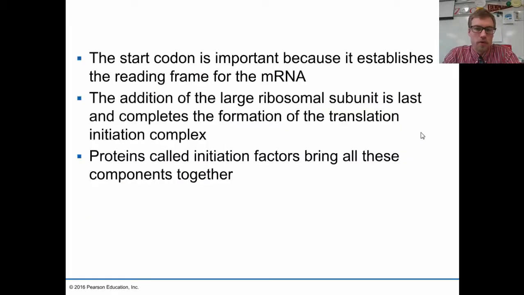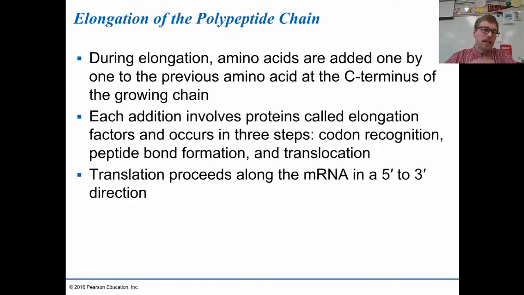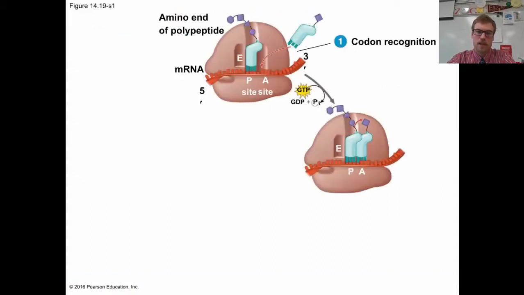The start codon is important because it establishes the reading frame for the mRNA. That is the sequence of the 3 nucleotides for the reading. And the addition of the large ribosomal subunit is going to complete the initiation complex, and translation will begin from that time. During elongation, amino acids are added on one by one using the anticodon-codon pairing, and the translation is going to be reading the mRNA in a 5' to 3' direction.